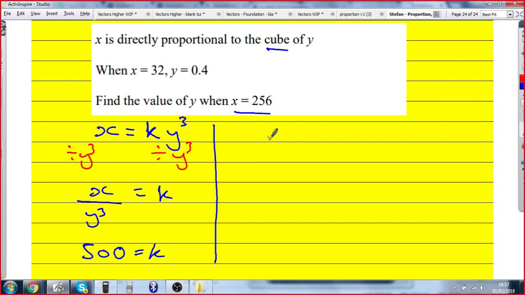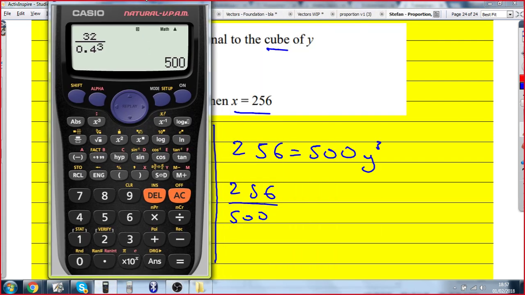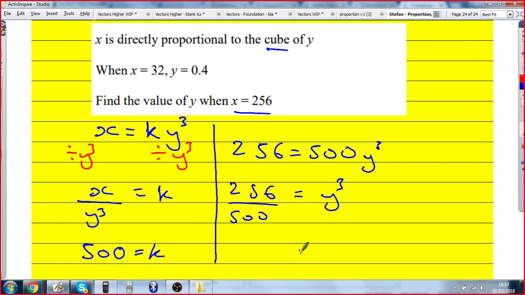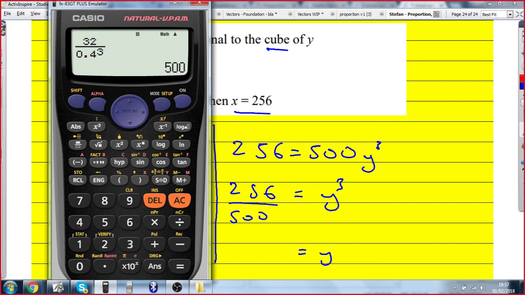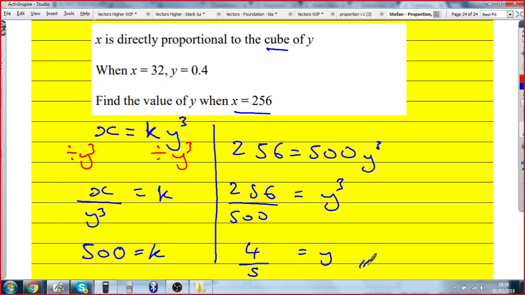So 256 equals 500 times y cubed. So 256 over 500 equals y cubed. That's it. And then how do you get y? Cube root the answer. That's it. So it's the cube root of 256 over 500. 4 over 5. Okay, any questions there?